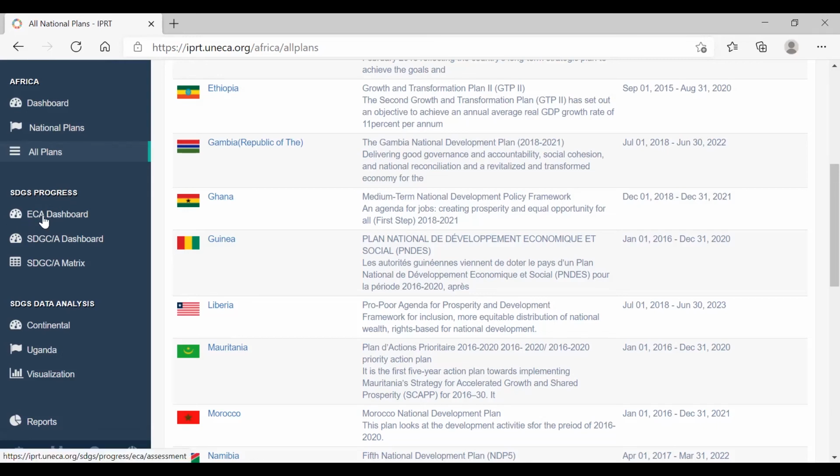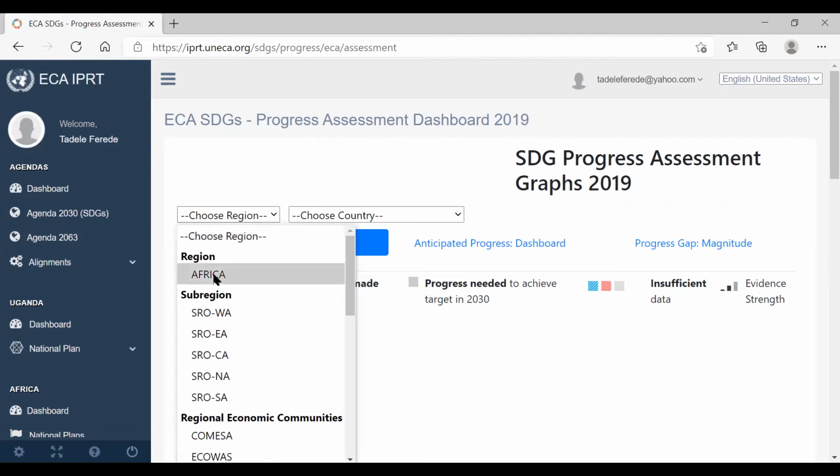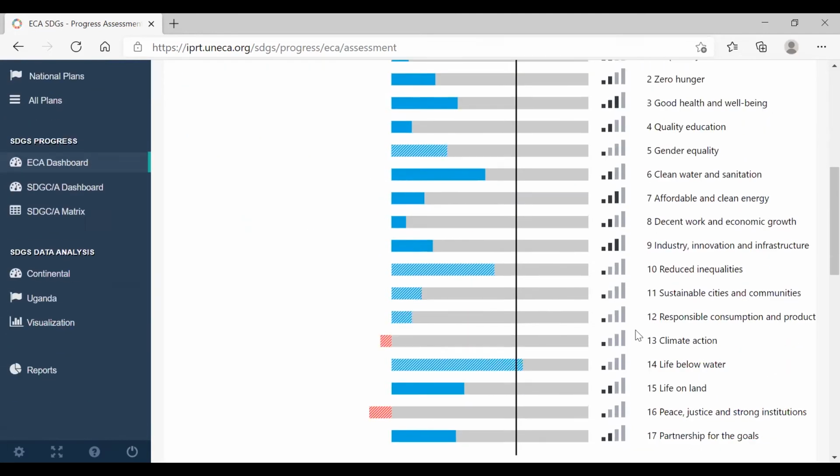Now, what you see here is the ECA dashboard. Click ECA dashboard. You can see this one, the ECA SDGs progress assessment dashboard. For 2019, because we have the data for 2019, we can update as we go forward. Here you have two boxes: choose the region, choose the country. If you click the region, now you see Africa. I'm interested to assess Africa's progress with regard to SDGs, Africa as a whole, Africa as a continent. Now, here is the progress.